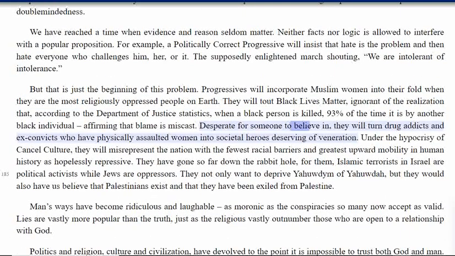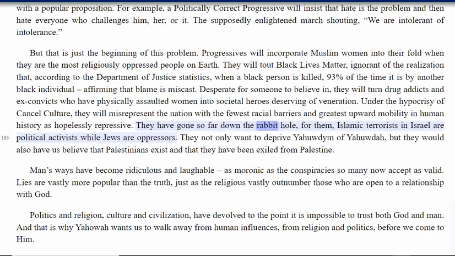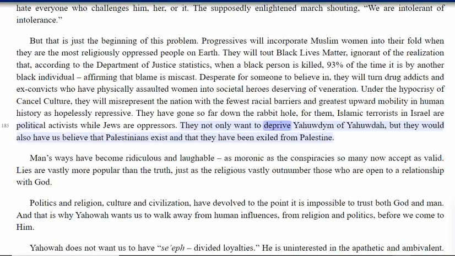Desperate for someone to believe in, they will turn drug addicts and ex-convicts who have physically assaulted women into societal heroes deserving of veneration. Under the hypocrisy of cancel culture, they will misrepresent the nation with the fewest racial barriers and greatest upward mobility in human history as hopelessly repressive. They have gone so far down the rabbit hole, for them, Islamic terrorists in Israel are political activists while Jews are oppressors. They not only want to deprive Yahowah of Yahowah, but they would also have us believe that Palestinians exist and that they have been exiled from Palestine.